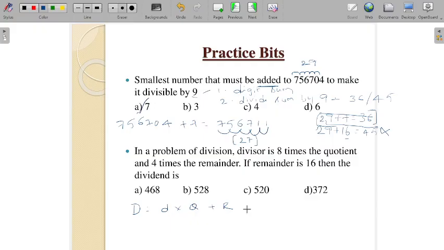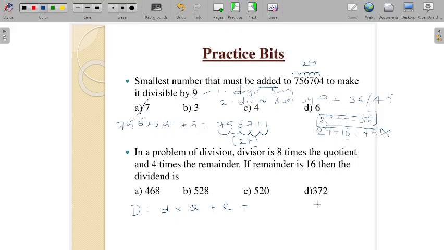Here remainder is 16. So divisor is 8 times the quotient and 4 times the remainder. 4 times the remainder means 64, into 8 times the quotient. So 64 into 8, 512, plus 16 equal to 528. It is the answer.